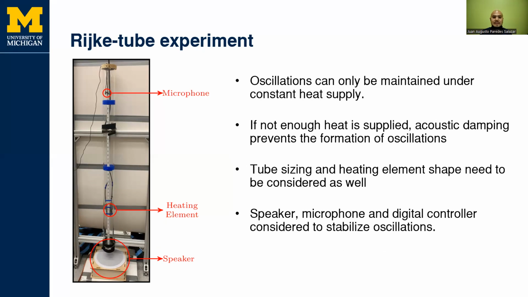Oscillations can only be maintained under constant heat supply and disappear after heat is no longer supplied. Furthermore, a minimum amount of heat needs to be supplied to overcome the acoustic damping of the tube. The sizing of the tube and the shape of the heating element need to be considered as well, but we won't discuss this during this presentation. A speaker, a microphone, and a digital controller are considered in this work to stabilize the oscillations.